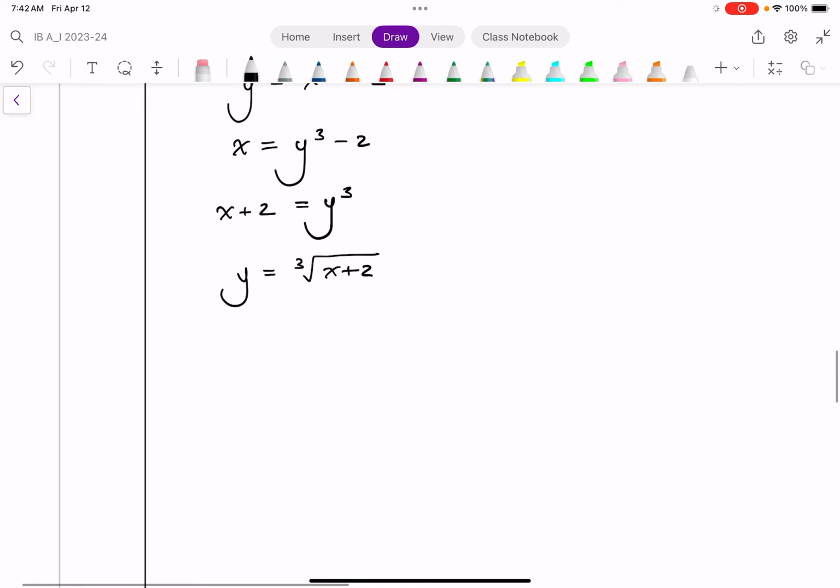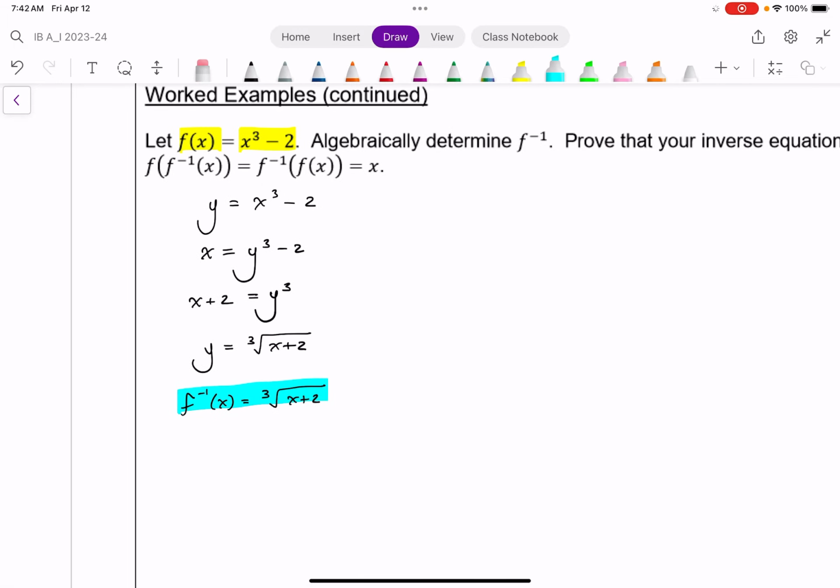Keep in mind with a cube root, there's only one possible value. Negatives make sense going into a cube root. There's no need for a plus or minus here, and therefore my inverse in terms of x is the cube root of x plus 2. All right. There's my inverse. In yellow, there's my original function.